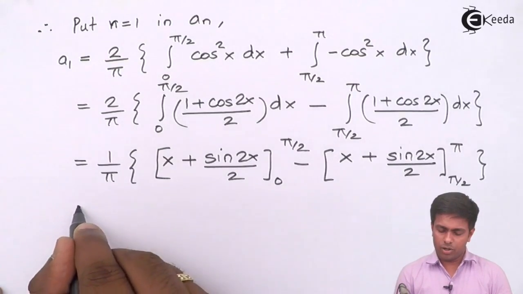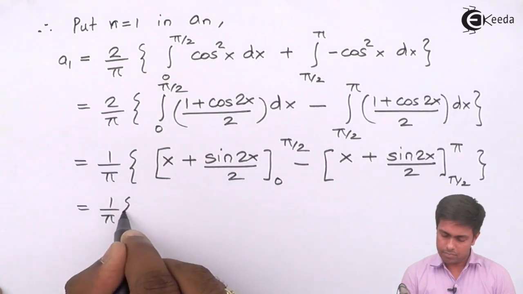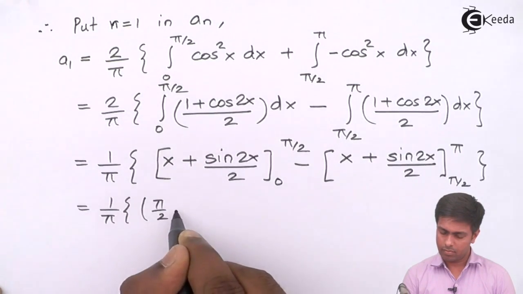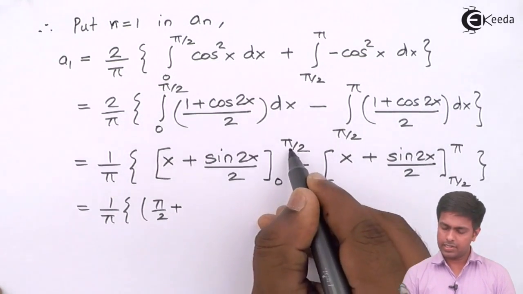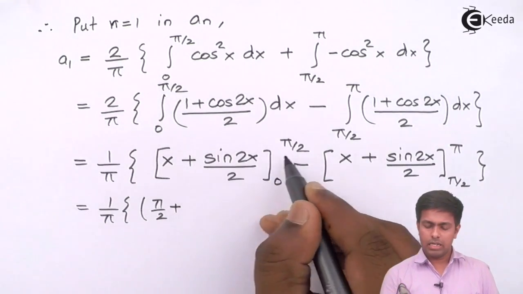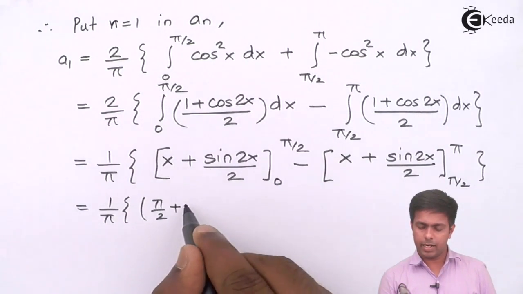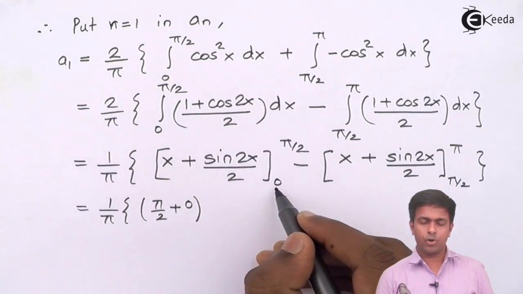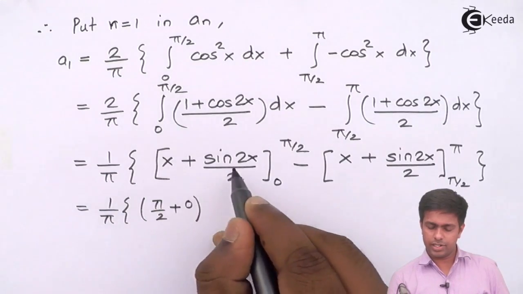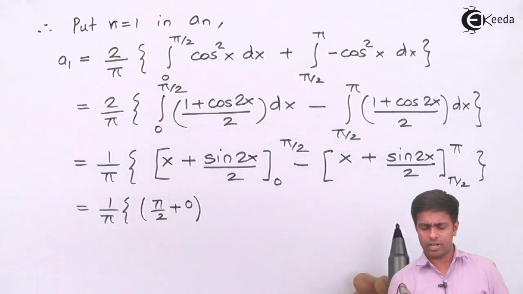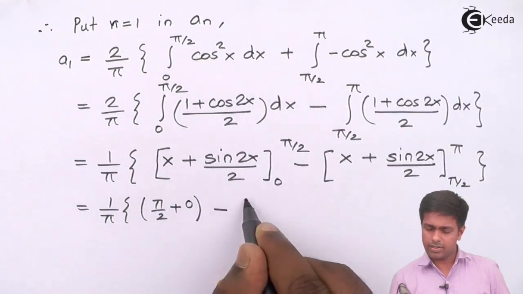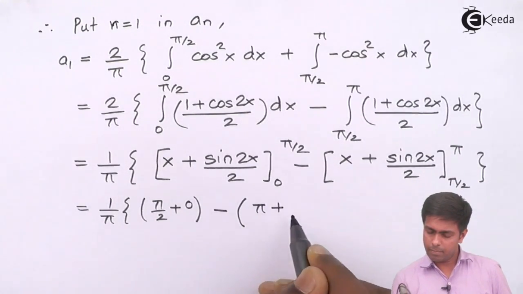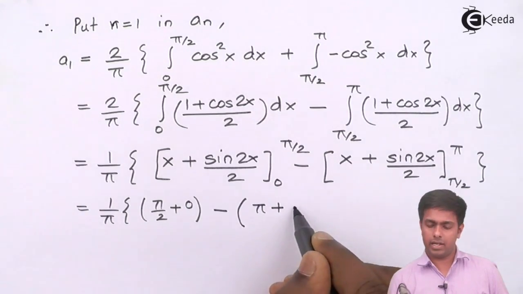Now let's put the upper and lower limits. So we will get 1 by pi, here pi by 2 first term, plus when I put pi by 2 here, this 2 and 2 will cancel, we will get sine pi, and guys sine pi is 0. Similarly, if you put lower limit as 0, you will get 0 here, and sine 0 again 0, so I will not write that term. Middle sign minus. If you put pi, you will get pi here, plus sine 2 pi, again it is 0.